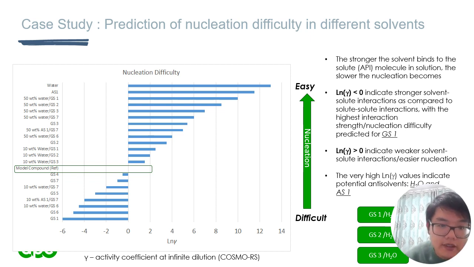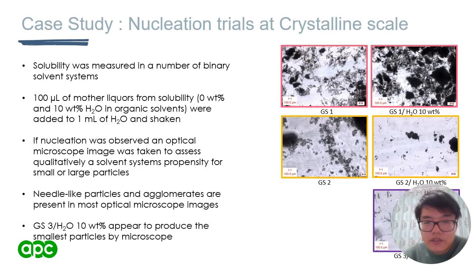In this study, as you can see, based on the order of the nucleation difficulty, the top 3 binary solvent systems, including water-Glucosome 1, water-Glucosome 2, and water-Glucosome 3, were employed for the subsequent nucleation trials. The solubility of the API in the above-mentioned 3 binary solvent systems was measured, and the mass equal to the post-solubility measurement was charged to a predetermined amount of water and held overnight. This was to examine if nucleation would occur and what the associated habit and size would look like.